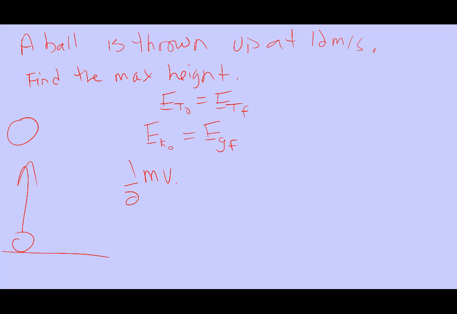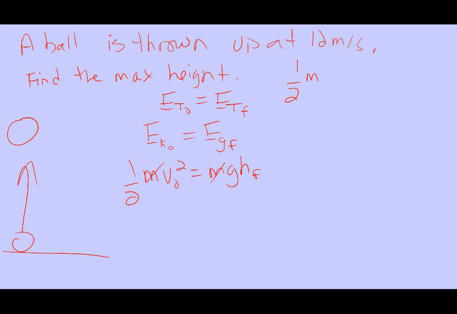So you go 1/2 mv initial squared equals mgh final. And if you're really sharp, you might be thinking, well, he didn't give us a height or a mass. He's going to have to give us a mass. But I really don't, because if I've got a mass on the left and the right, I can actually cancel that out. It'll divide out for me. I'll leave it in there just for now, but you're going to see that it cancels out. So let's leave it in there and just see what happens.